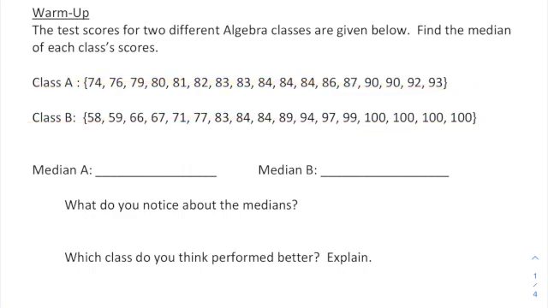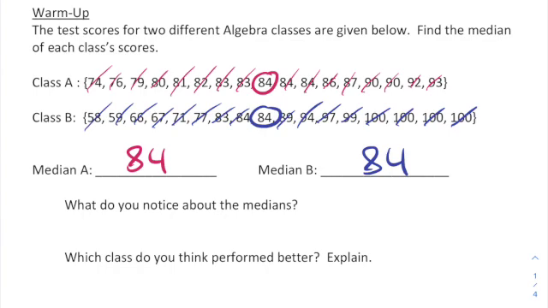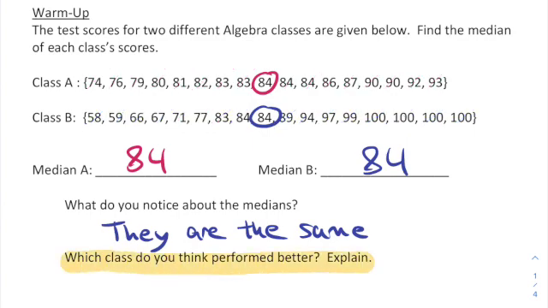We're asked to find the median of each class. After finding the medians, we notice that they are the same. So according to our measure of center, the median, there's not really a difference between the typical value of these two data sets. But we're asked which class do we think performed better.